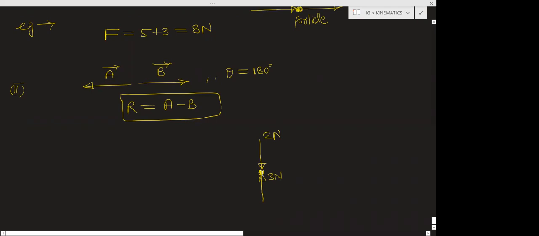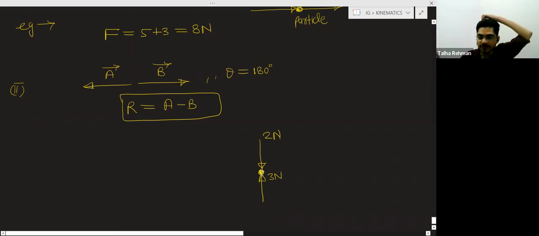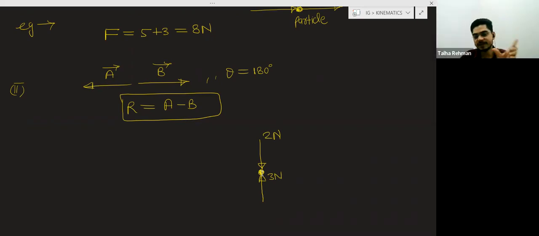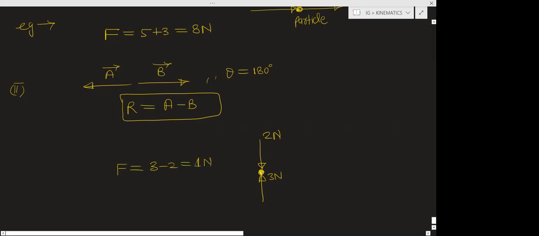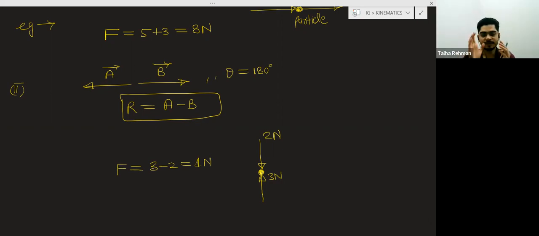2 minus 3 or 3 minus 2, sir? We will write 3 minus 2. First, greater minus smaller. So the resultant force will be 3 minus 2, that is 1 Newton. So sir, in any case, you need to take only the greater one. We will subtract the smaller value from the greater value.